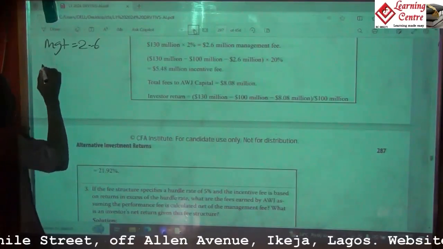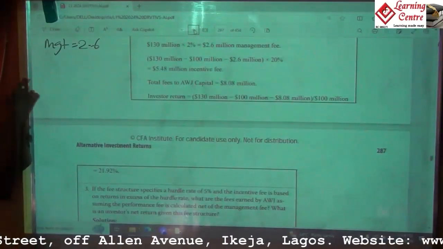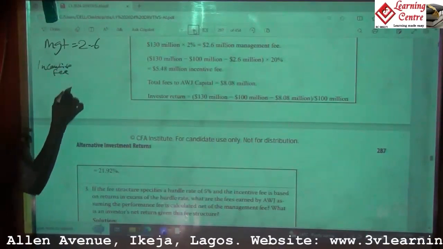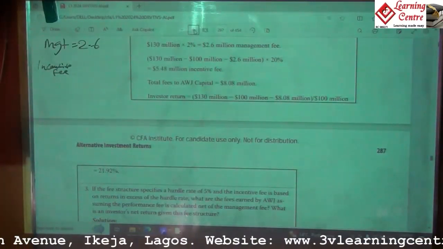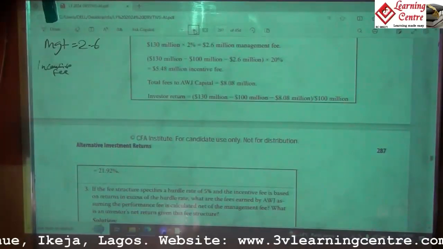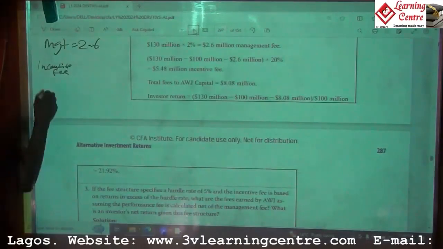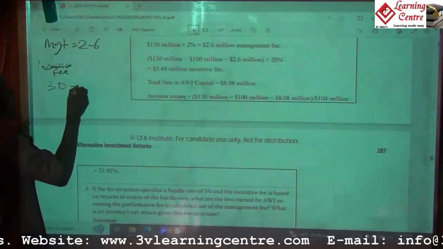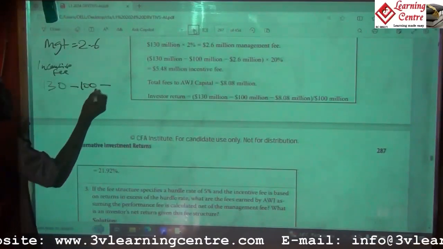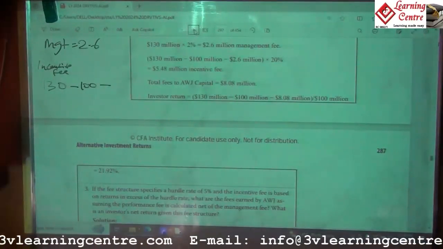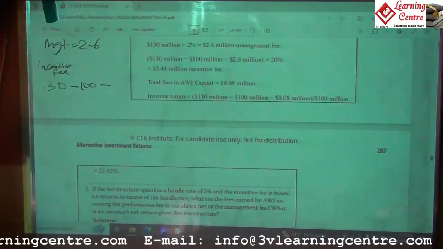So now let's calculate our incentive fee. What's our incentive fee? It's net of the management fee, and then it has a hurdle rate. So our incentive fee is going to be 130 minus 100 minus our hurdle rate. What's our hurdle rate? Our hurdle rate is 5%.